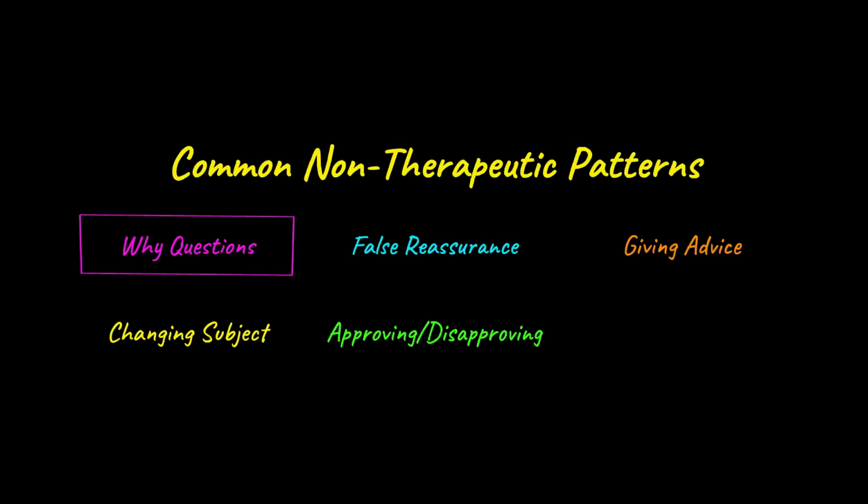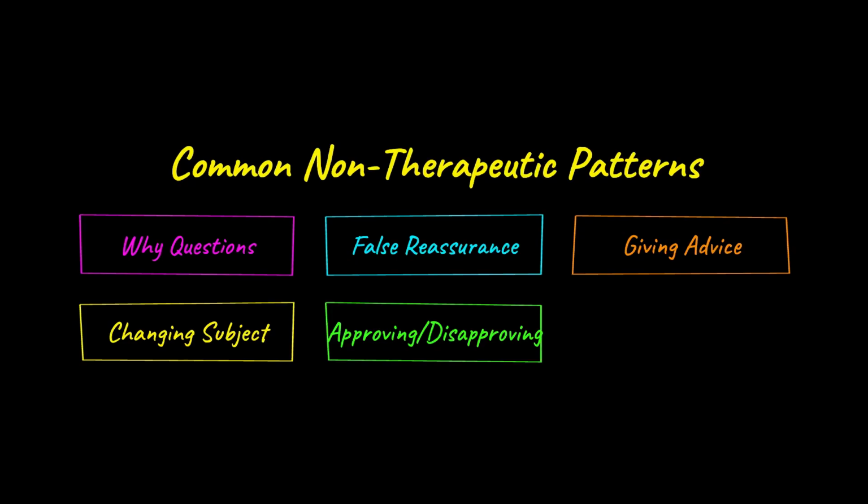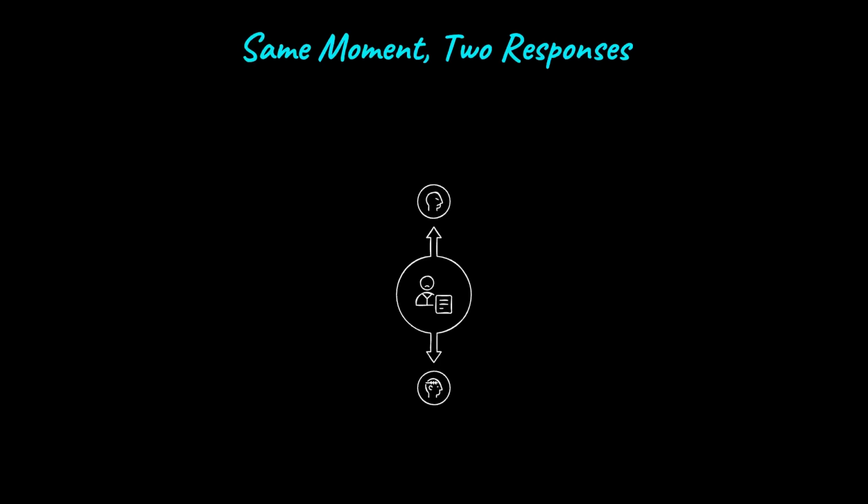The blockers usually fall into a small set of patterns: questions that demand justification, false reassurance that minimizes real concern, giving advice that strips away autonomy, changing the subject, and approving or disapproving statements that turn the nurse into a judge. Picture an older adult just told a biopsy result is concerning. Asking why they waited so long turns vulnerability into defense, while asking them to tell more about what's weighing on them opens the door to real conversation.